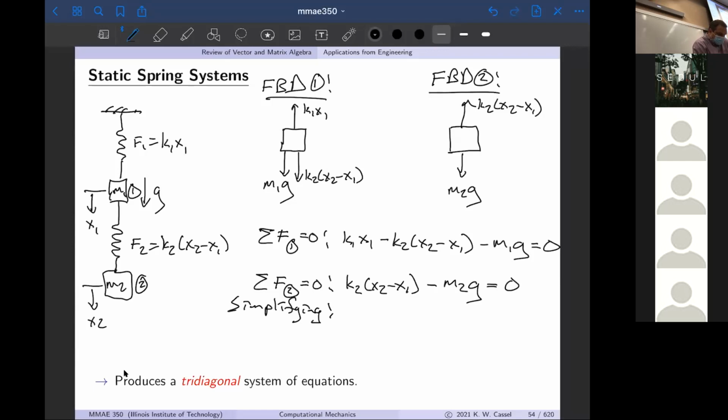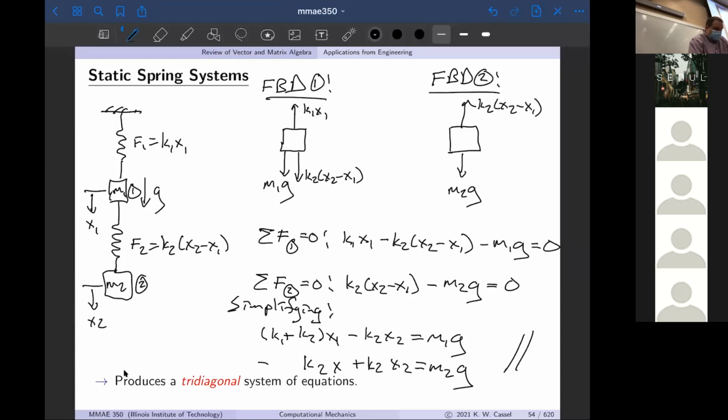So the first one, I have all the stuff times x1, which is k1 plus k2 times x1, and then minus k2 times x2, all the stuff times x2. Move all the stuff I know to the right. That's m1g. Second equation, all the stuff times x1, that's minus k2 x1 and plus k2 x2 is equal to m2g.